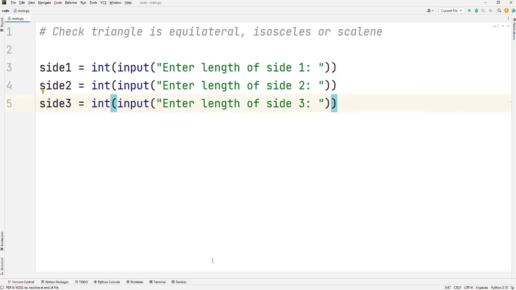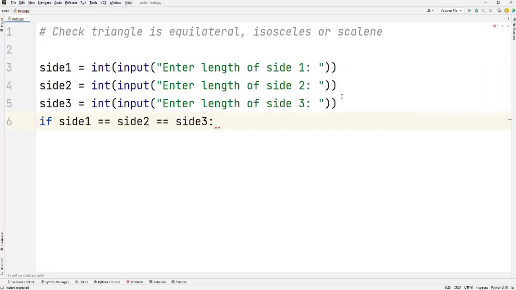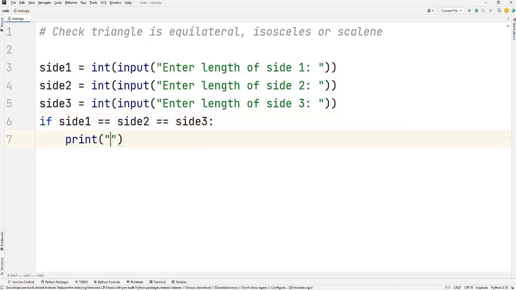Now the second thing is I have to check whether the triangle is an equilateral triangle, and for the equilateral triangle we have a condition that it must have equal sides. All three sides are equal. So the first condition I'm going to write here is if side 1, side 2 and side 3, if the three sides are equal, then it is going to print equilateral triangle, right? So this is the basic condition.